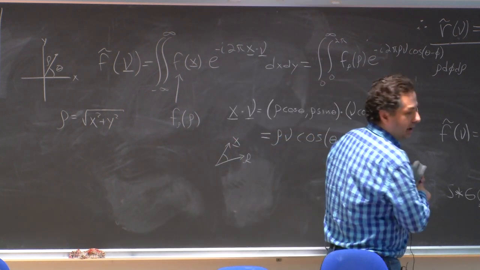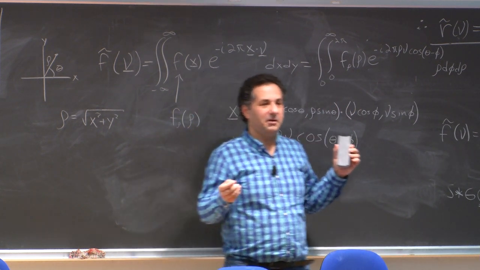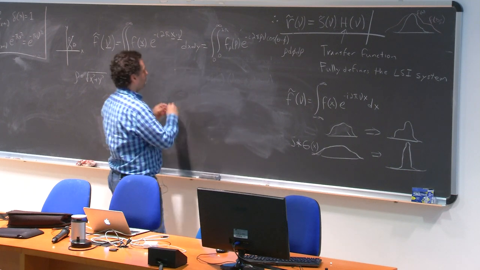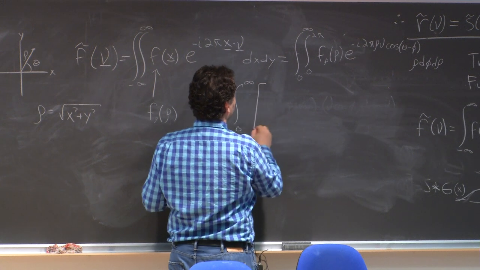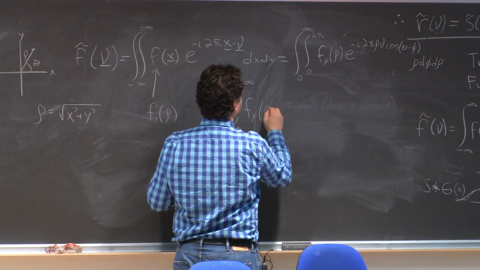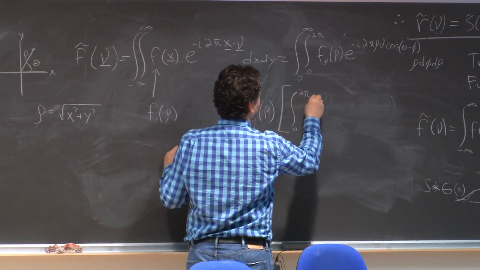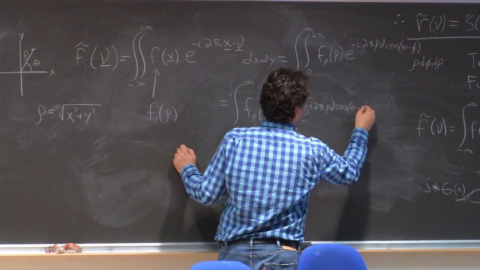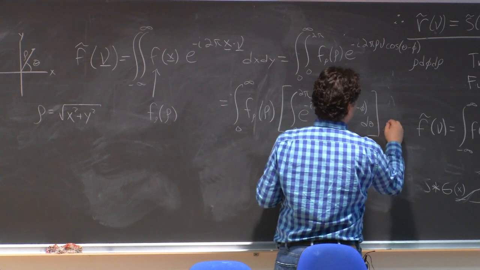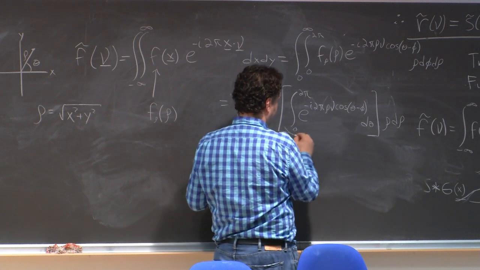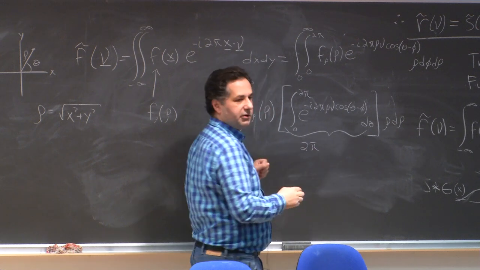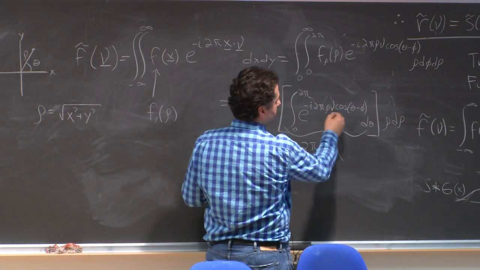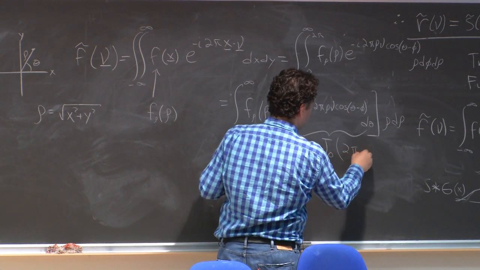So how many of you have never heard of a Bessel function? Okay, so a Bessel function is, well, I guess I can just define it that way. So let me write this like this. Integral from 0 to infinity, and then I'm going to put f of rho, and then integral 0 to 2 pi e to the minus I 2 pi rho nu cosine of theta minus phi d theta rho d rho. And this thing here happens to be 2 pi times something called the Bessel function of order 0. So there's a discrete number of Bessel functions, and it's evaluated at whatever multiplies this thing. So it's 2 pi rho nu.